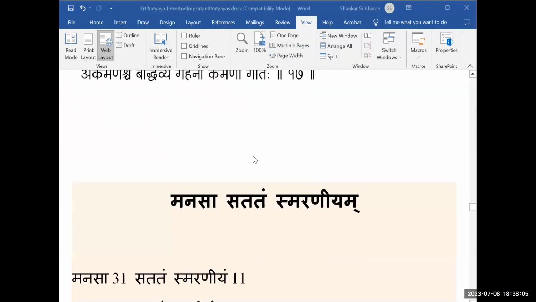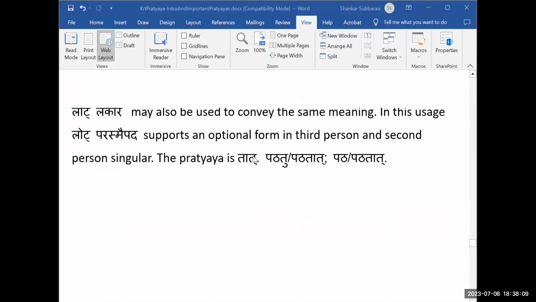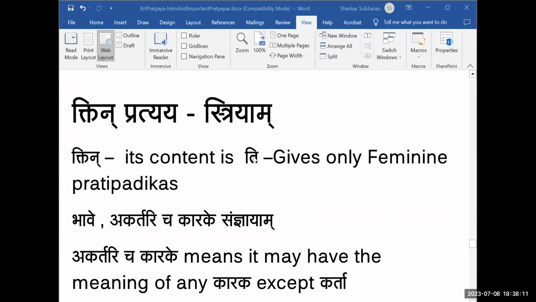Let us look at the pratyaya called tin today. The content is ti. And we add it only to get feminine pratipadikas from a dhatu.